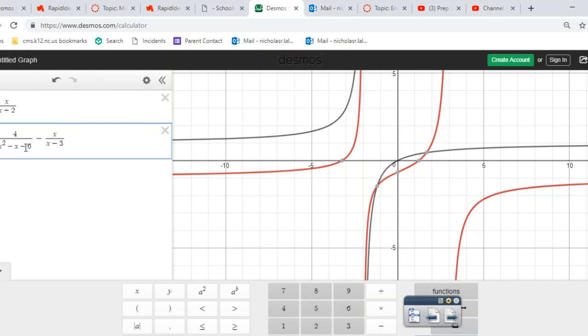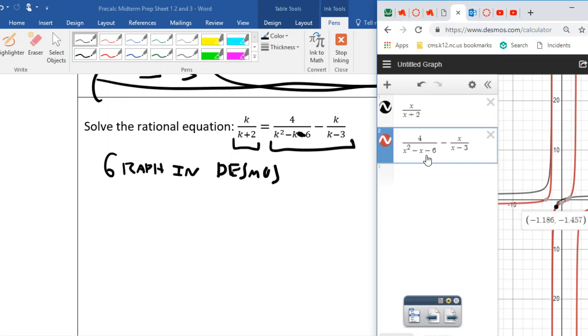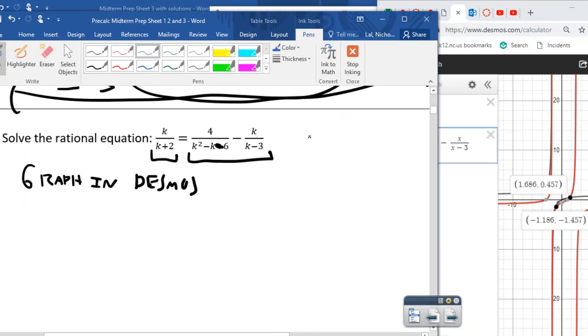So the intersection of the two lines is where the two lines equal each other, and we're trying to find the x value where they're equal to each other. So just find the x coordinate at the points where the two functions are equal to each other. So we have negative 1.186 and 1.686. So when we graph this in Desmos, the critical point of intersection is I have one function that looks like this, another function that's looking like that, and I have an intersection point.